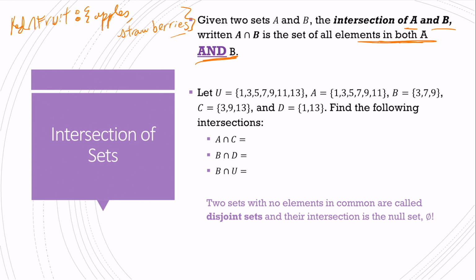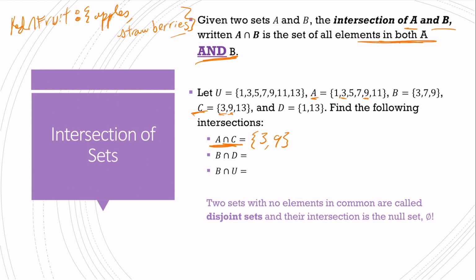So let's let U be our universal set. That's the set with all the numbers we have to play with. In this case, it's a bunch of odd numbers. And A, B, C, and D are defined as follows. I'm going to find the intersections. I want to find the objects they have in common. If I'm looking at A intersect C, I want to see what A and C have in common. Well, they both have a 3, and they both have a 9, and that's all they have in common. So the intersection of A and C would be 3, 9. It'd be a smaller set that just contains 3 and 9.